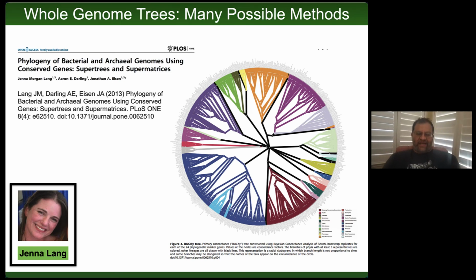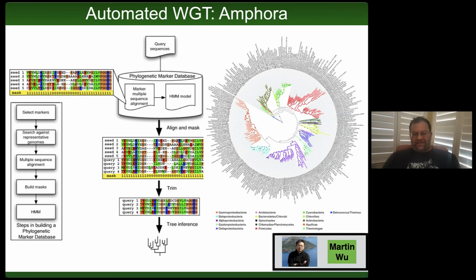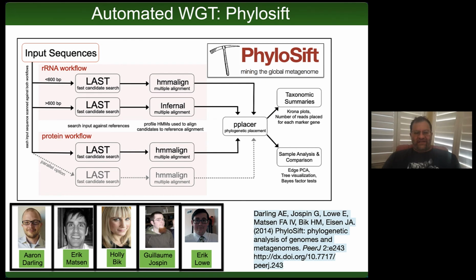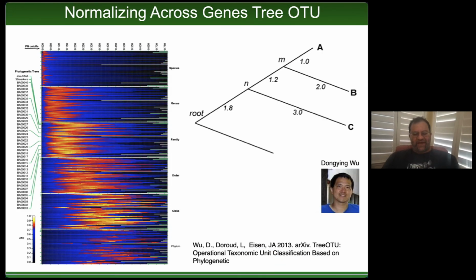To do this in a high throughput manner, you need better methods to build whole genome trees. And many people in my lab over the years have worked on the methods for doing this. We're not probably even remotely the top leaders in this area. There are, of course, hundreds of groups that have worked on whole genome trees and the methods to do this, but we've done it also. Jenna Lang in my lab applied a Bayesian method for trying to do this with a super tree approach. Martin did this with his Amphora package. Aaron did this with his PhyloSift package, and we continue to work on methods for building whole genome trees. And again, there are other people that have developed this better than us.